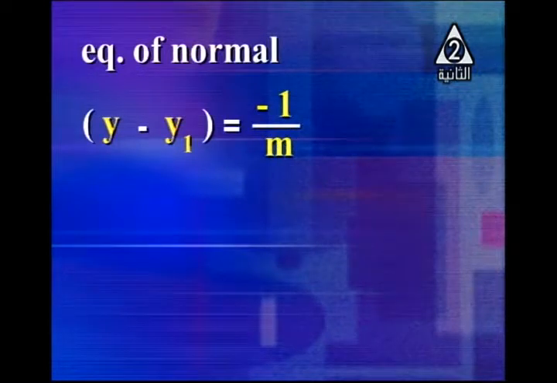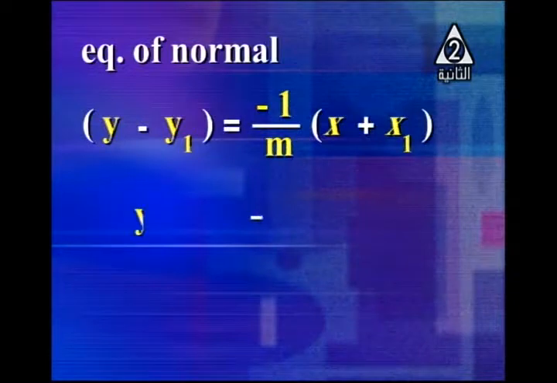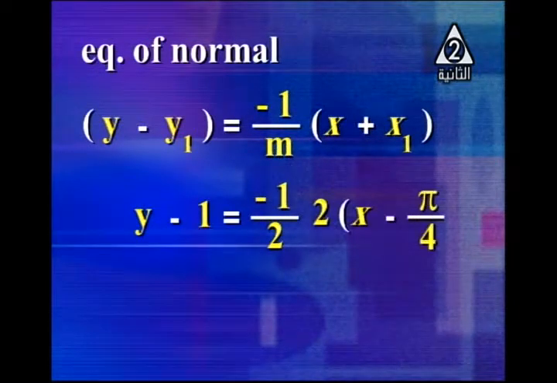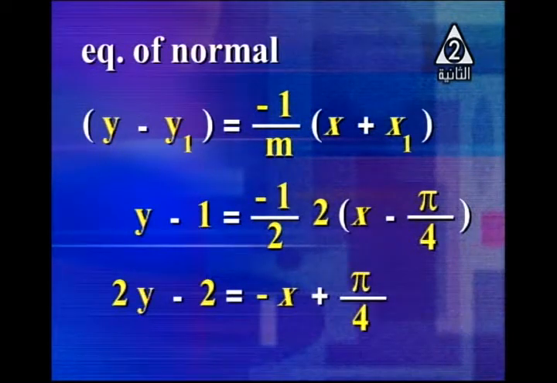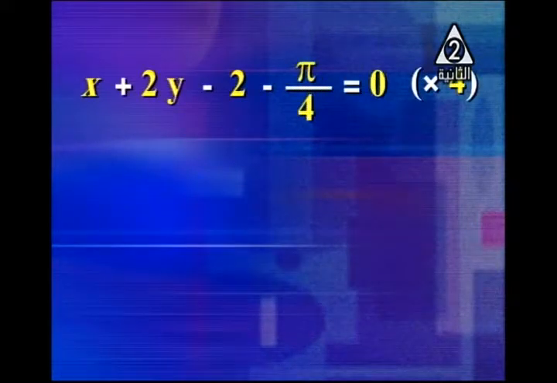Equation of the normal, remember: y minus y1 equals minus 1 over m multiply x minus x1. In this case, y minus 1 equals minus 1 over 2 multiply x minus pi over 4. The equation becomes 2y minus 2 equals minus x plus pi over 4, so x plus 2y minus 2 minus pi over 4 equals 0.